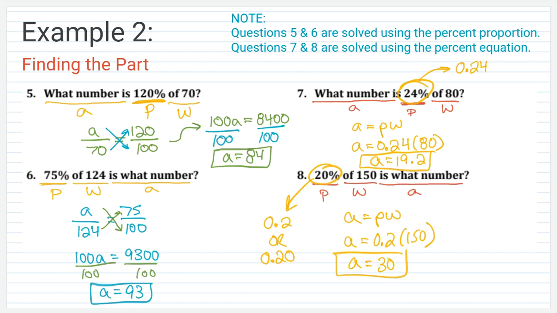And that's it. So hopefully that helps clear up a few things on how to find the part when solving a percent problem.